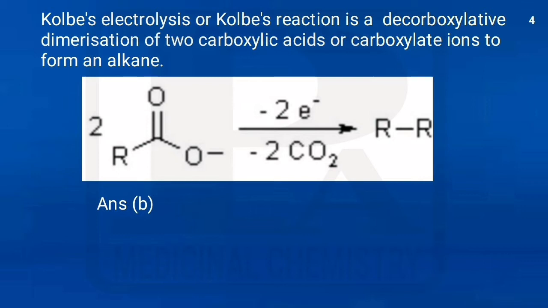So what is meant by decarboxylation? Removal of carbon dioxide is called decarboxylation. Okay, it would be decarboxylated and that would be dimerized. Two carboxylic acids or two carboxylate ions would undergo decarboxylative dimerization to form an alkane. So what is the answer for the question? That is called Kolbe's electrolysis or Kolbe's reaction. So from that only we are getting alkane.